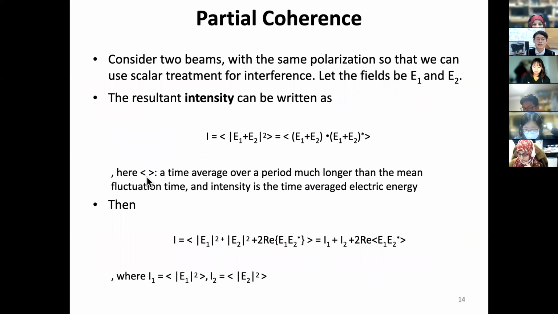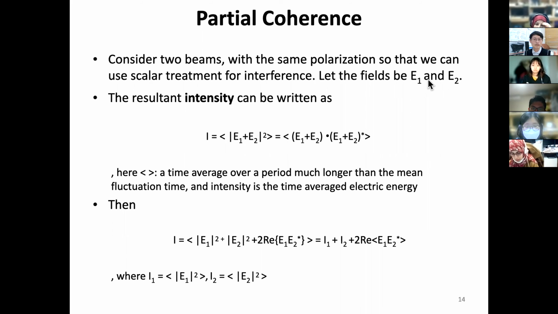Here, I'm starting to give you a little bit of mathematical description, which can be a little difficult, but I want you to gain physical understanding more at this time. So let's think about partial coherence. You remember two beams with the same polarization, so we can treat the electromagnetic wave, which is originally a vector quantity of electric field with perpendicular oscillation, as a scalar.